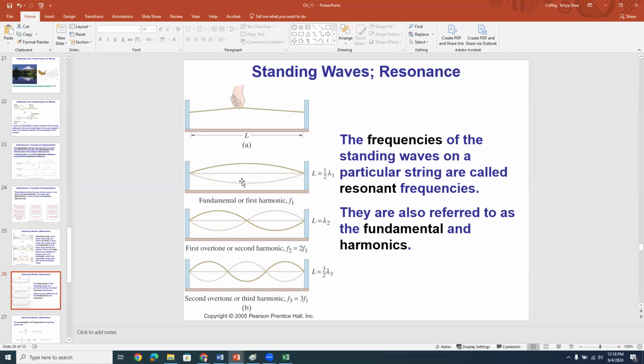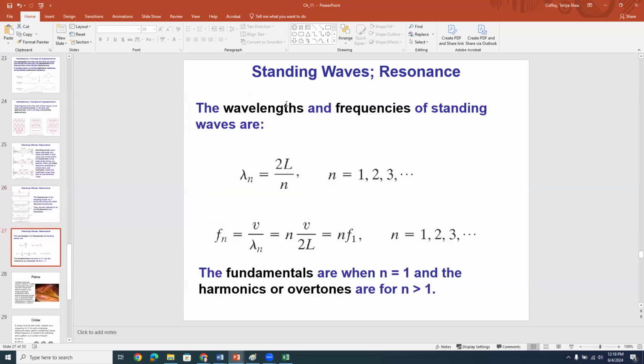Now, if you have your first harmonic, that we're going to call a frequency fundamental F1, then the frequencies will go as multiples of the first harmonic as you go out. So the first overtone or second harmonic will be 2 times the fundamental frequency. And the second overtone or the third harmonic will be 3 times the fundamental frequency, and so on and so forth. So here on this next slide, I've put the wavelengths and frequencies of standing waves into an equation.